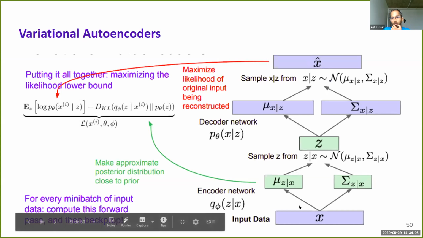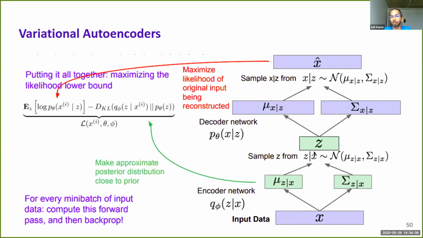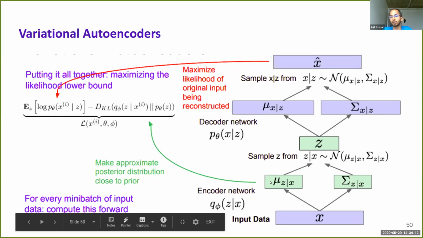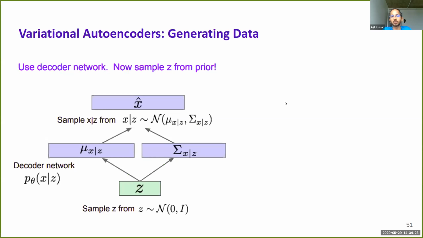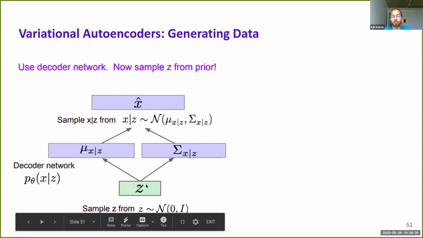We compute this for each mini batch, and then we backpropagate to make the network weights learn. So this is like an autoencoder, except that we have a mean and a variance term in between x and z, and z and x hat. Once we have learned this, we can sample from this distribution in z to generate new images. Depending on what we choose for z, we'll get new images.